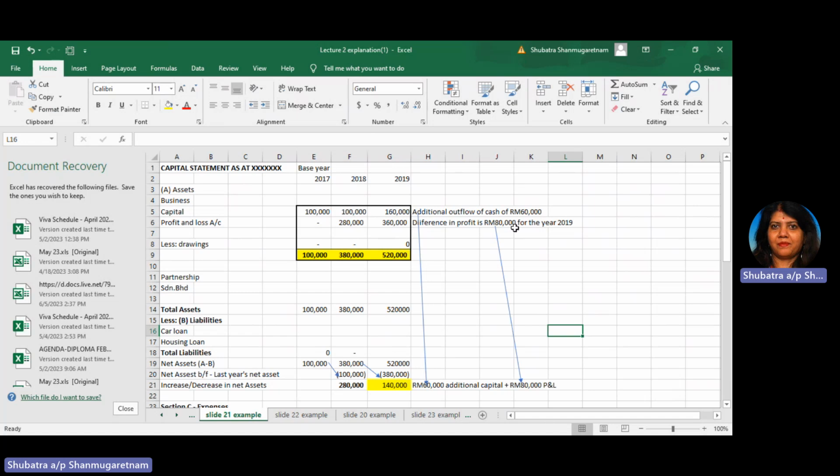Now, in 2019, remember you increase your share capital by 60,000 and your profit for that year was 80,000. So there is an incremental of asset by 80,000. So your profit and loss account now is 360,000. So your net asset now is 520,000. Out of this 520,000, you have incurred 380,000 in 2017 as well as 2018. So your total outflow of cash for 2019 is 140,000, which consists of the 60,000 additional capital and the 80,000 of your profit and loss account. All right, guys.